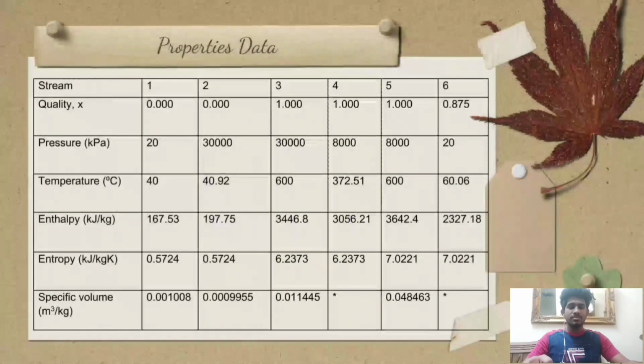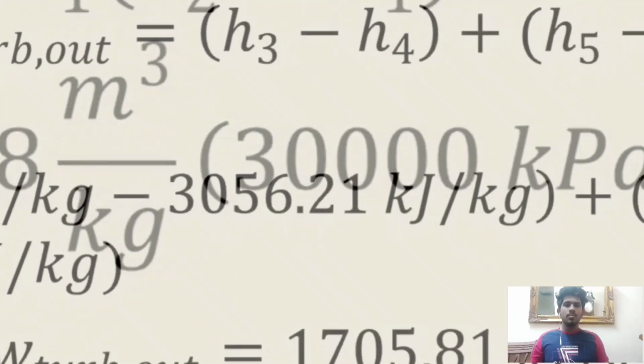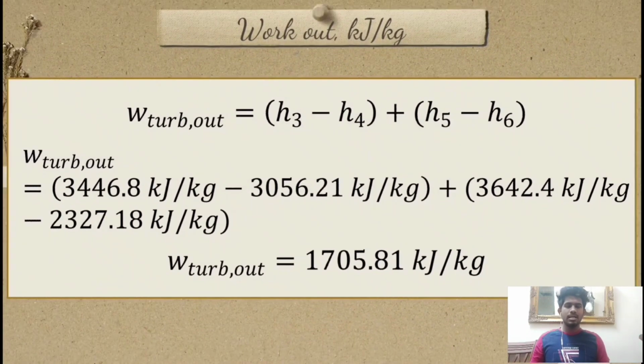By utilizing the assumptions and information of the properties from the problem statement, we are able to find the properties of the fluid including the specific volume, specific enthalpy, specific entropy, pressure, and temperature of each stream. By referring to the data collected and tabulated, work inlet for the pump is 30.3 kJ per kg, which can be calculated by using the formula shown in the slide. The work produced by the steam turbine can be calculated by summing up delta H3H4 with delta H5H6.